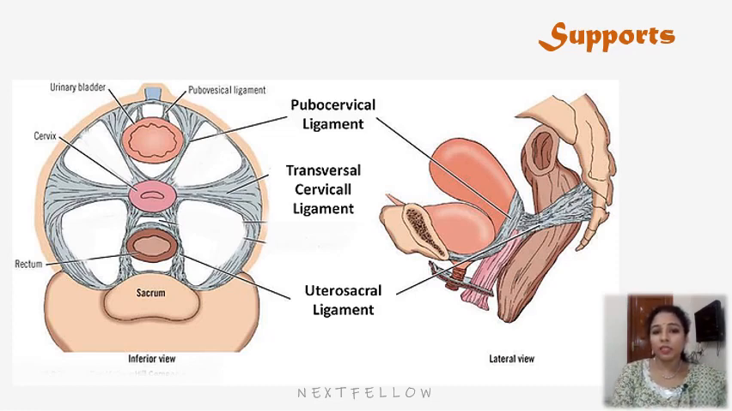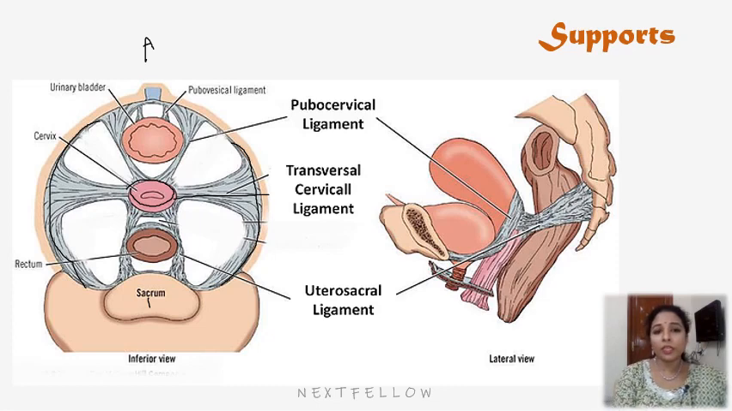And most importantly, the transverse cervical ligament. Here we can see the urinary bladder on the anterior aspect and the sacrum and the rectum on the posterior aspect, and in between we can see the cervical canal. On each side of the cervical canal is the lateral wall of the pelvis. From the lateral side it blends with the fascia. So this is called the transverse cervical ligament, which is otherwise called Mackenrodt's ligament. And these are the cardinal ligaments which support the uterus.